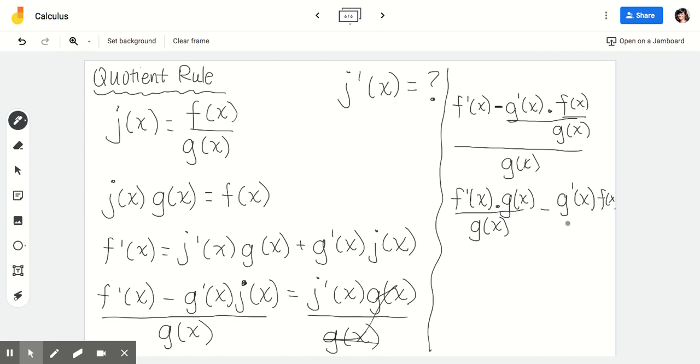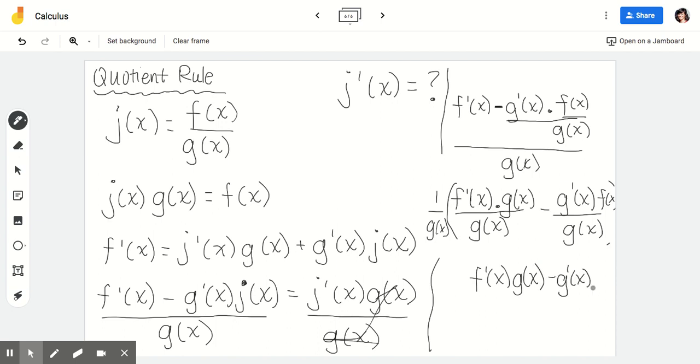Okay, and then instead of dividing that whole thing by another g of x, I can multiply by the reciprocal. So instead of dividing by g of x, I can multiply this whole numerator by 1 over g of x. So now to simplify the numerator, I have f prime of x times g of x, minus g prime of x times f of x.